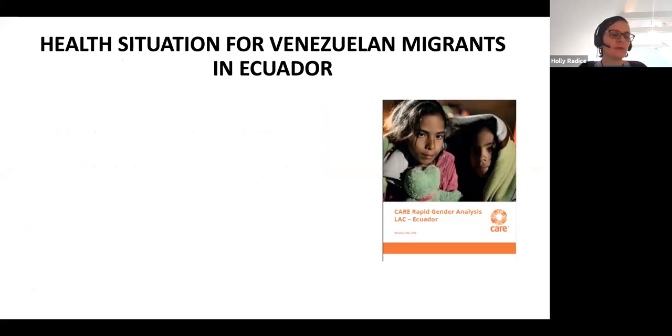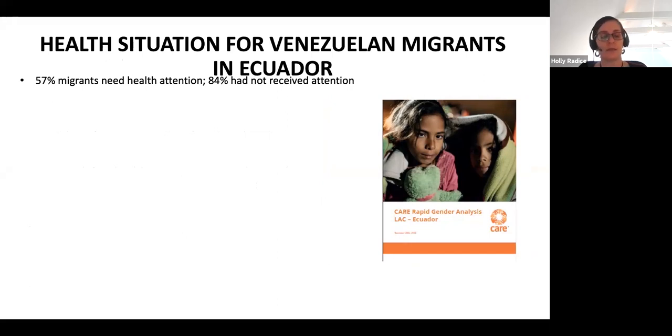So in pursuit of that, in November of last year, CARE and our partners completed a rapid gender analysis to identify humanitarian needs and gaps concerning rights, sexual reproductive health, WASH, and shelter, and make recommendations on those. This has really guided our thinking, and some highlights related to health are that 57% of the migrants that we spoke to claimed that they needed health attention, but 84% had not received it. There were considerable differences in that response for women and members of the LGBTQI+ community, and they more frequently mentioned that they needed access to those services.